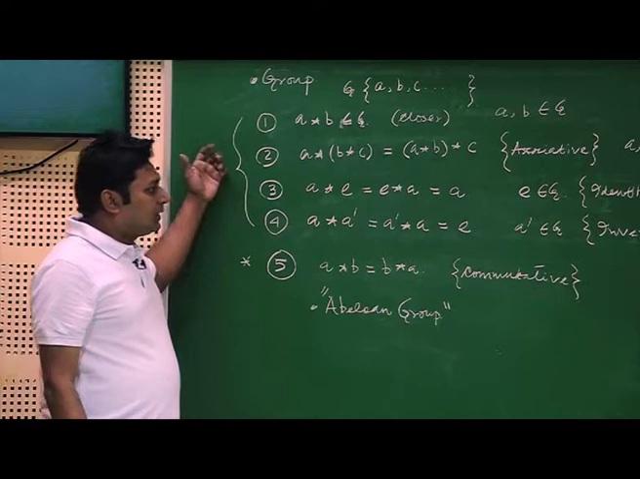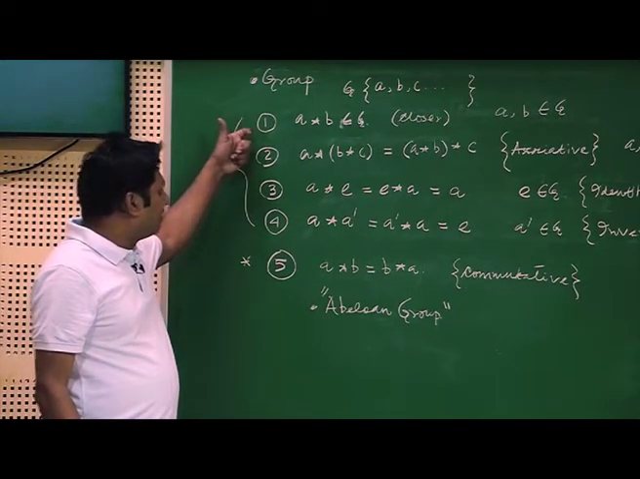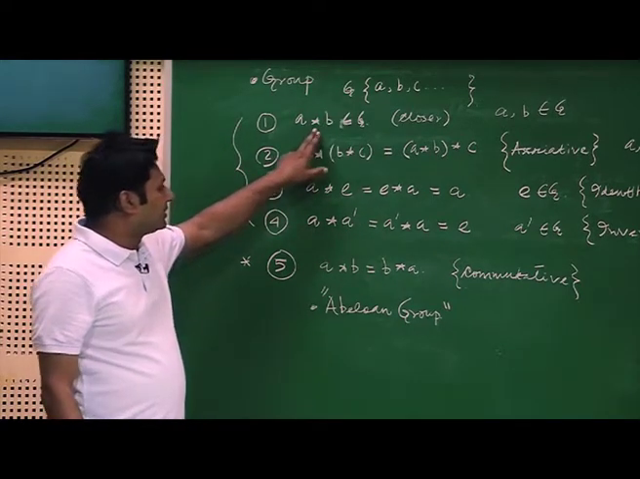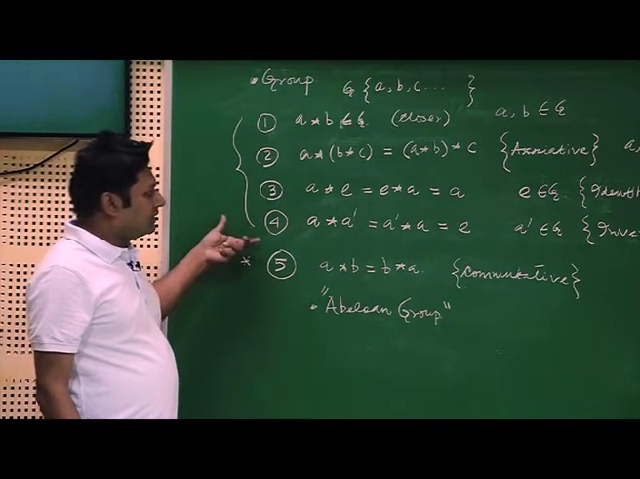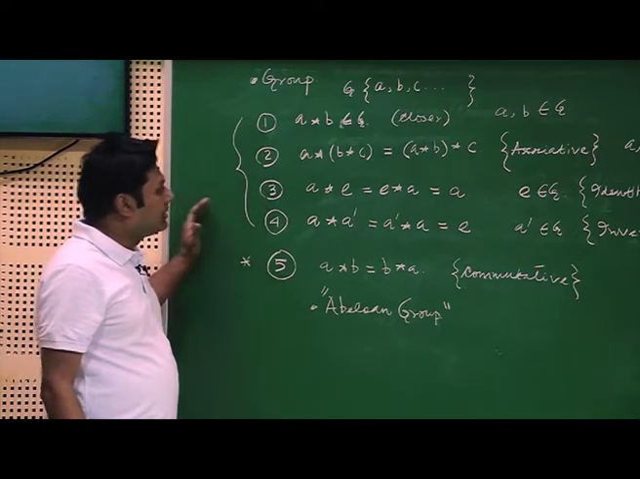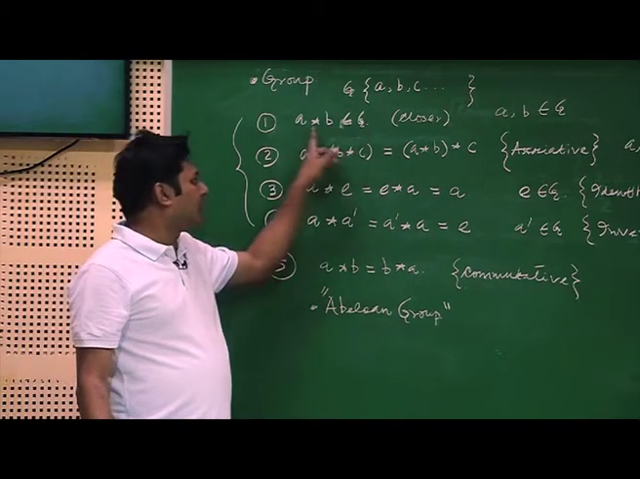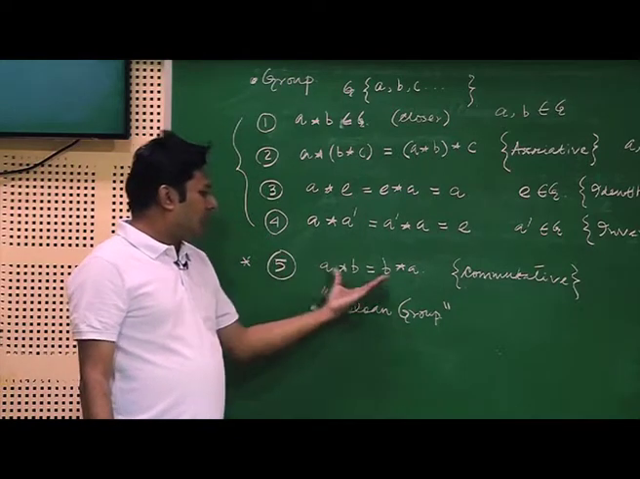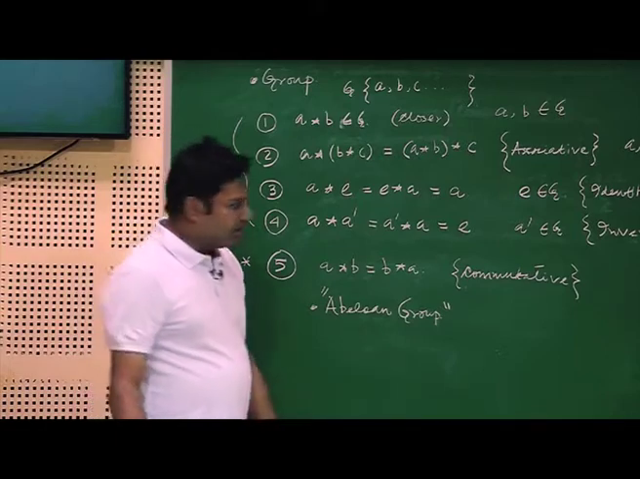So, the important thing to be remembered is that for the group formed by the set G under the binary operation star, these 4 properties need to be satisfied. If they are satisfied, then we will say that the set G is forming a group under the operation star. Apart from that, if the extra property is satisfied by the group, then we call this an abelian group.